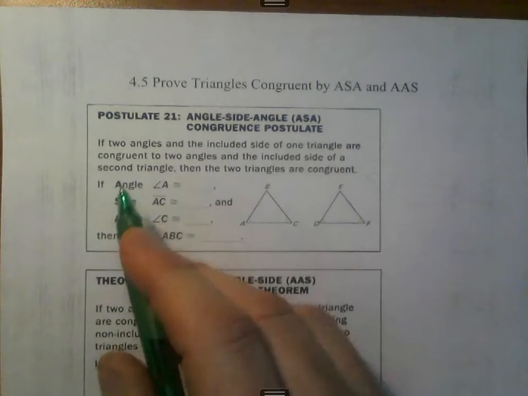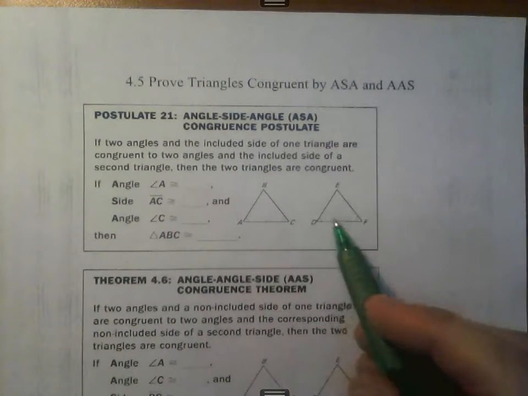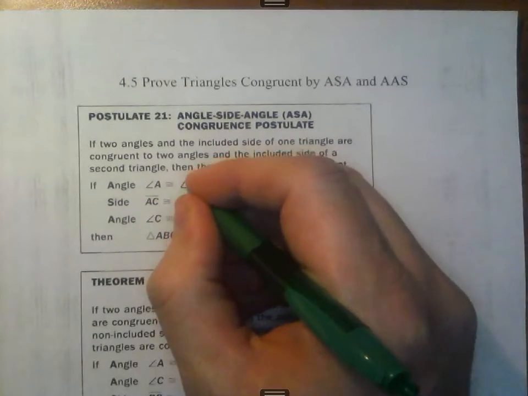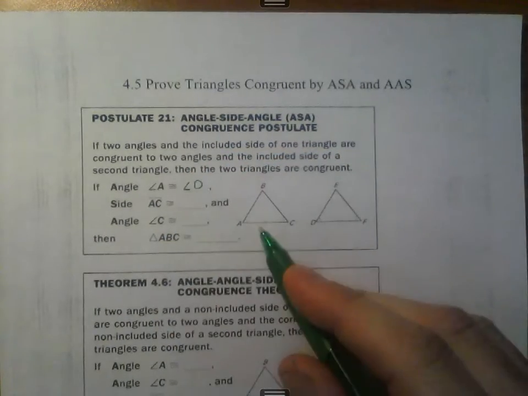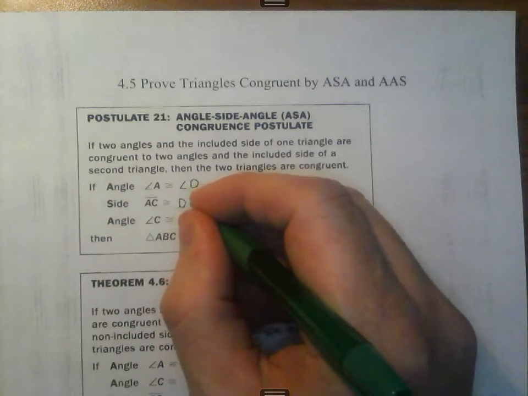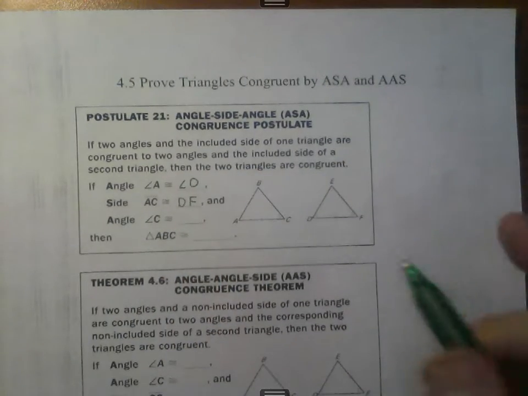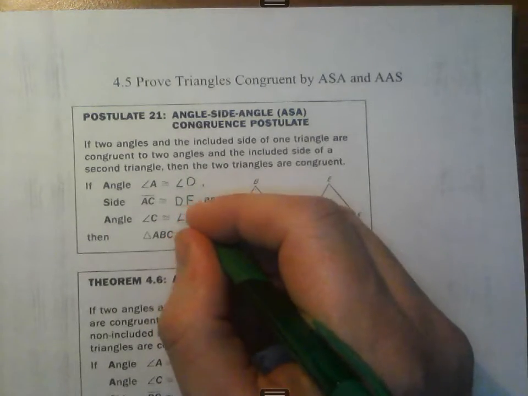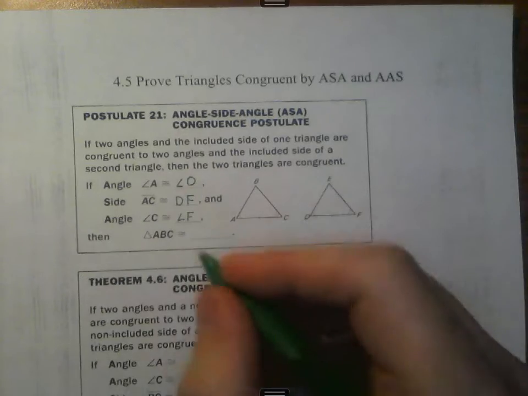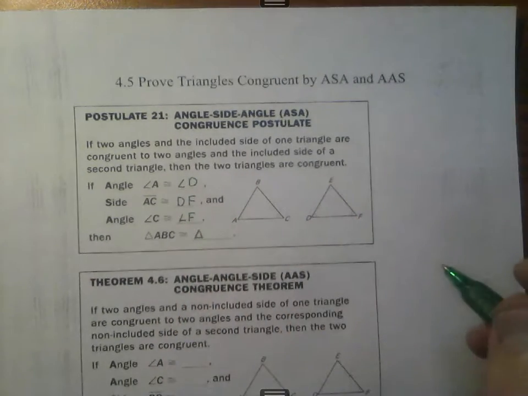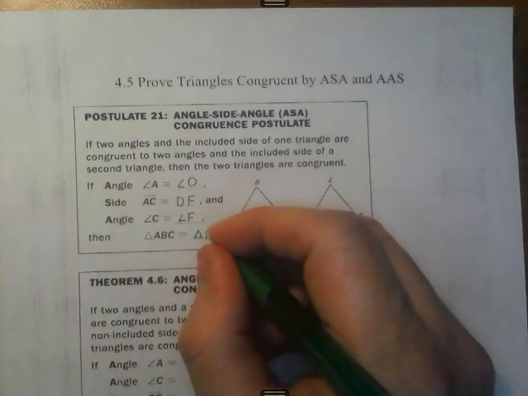So, if angle A is congruent to angle D, AC is congruent to DF, and angle C is congruent to angle F, then triangle ABC is congruent to triangle DEF.